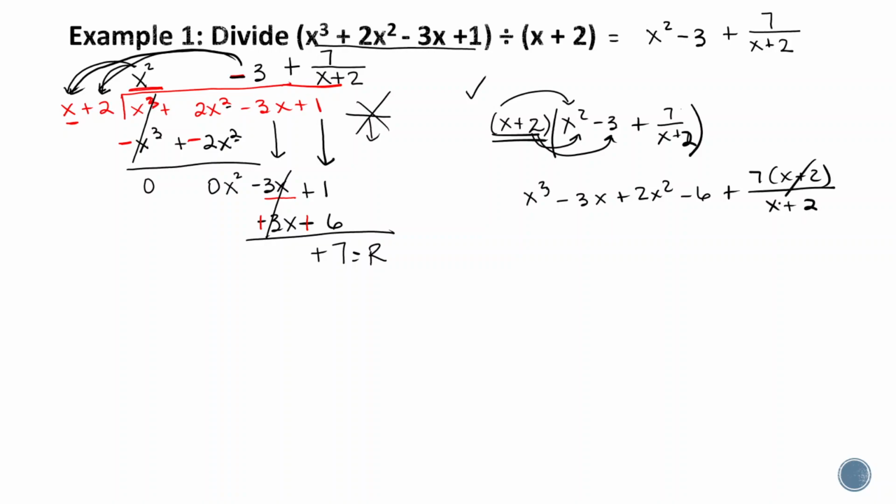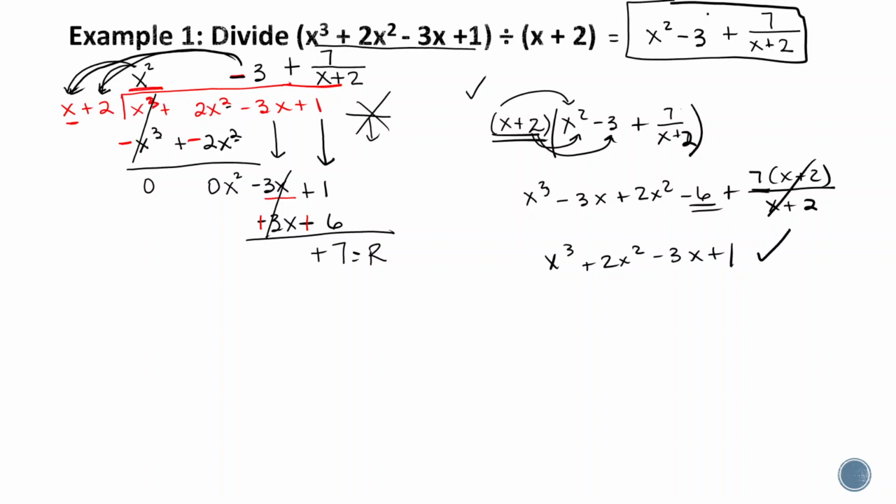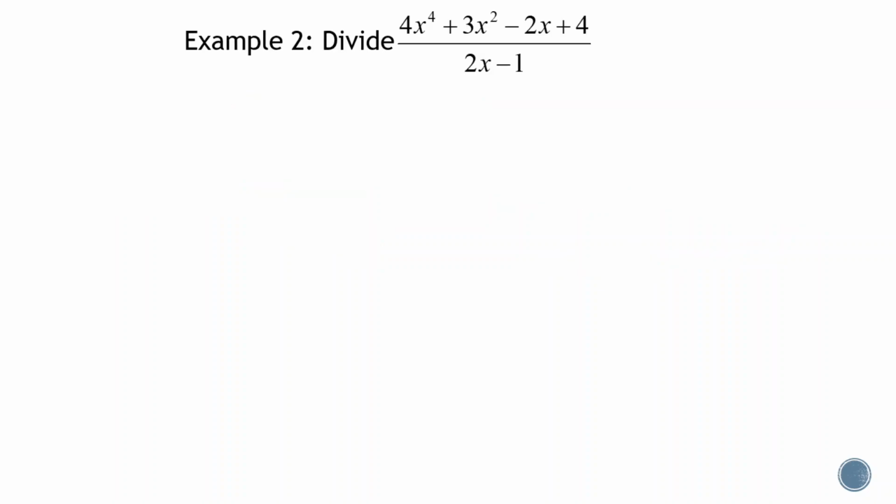Okay, then this cancels, and I'm left with x cubed plus 2x squared minus 3x, and negative 6 plus 7 is a 1, and I end up with what I started with. So this is my answer, and it checks. Okay? All right, let's do another one. So long division. Again, I'm going to set it up.